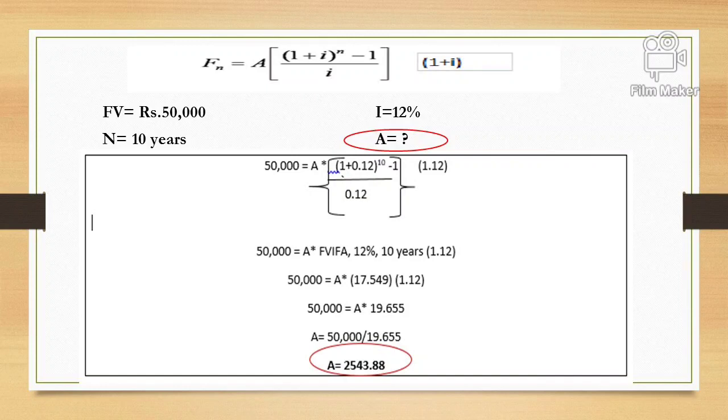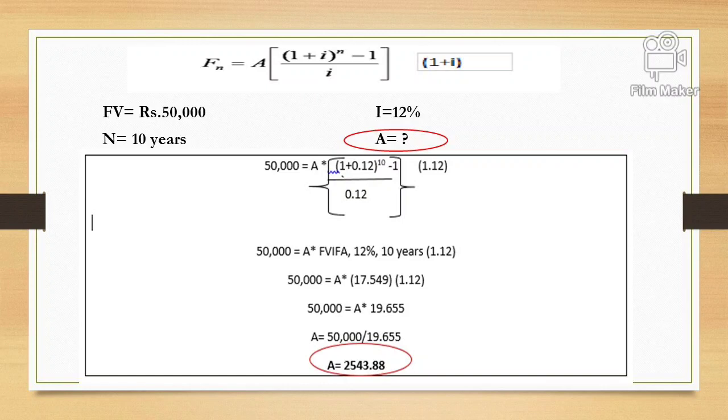So in this formula, the future value is 50,000, which we want after 10 years. The number of years is 10. The rate of interest given is 12%. And our job is to find the annuity, how much we should save at the beginning of the year.